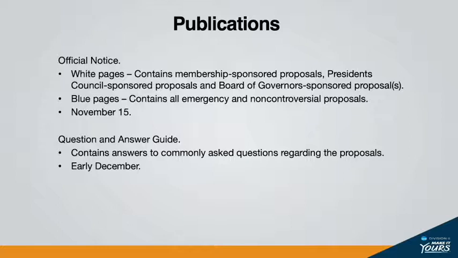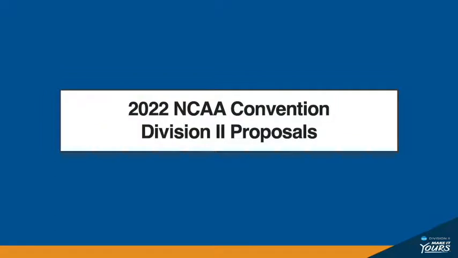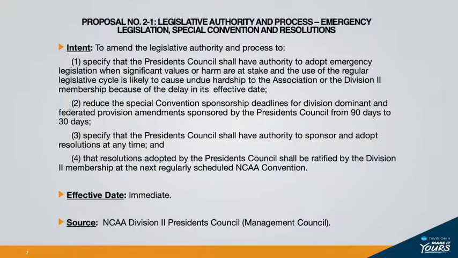Lastly, the question and answer guide is released to the membership via the NCAA website, but is not released in hard copy. This document contains the commonly asked questions regarding the convention proposals. It is released every year in early December. So now that we have done an overview of the publications associated with convention, let's dive right into the 2022 convention proposals. Proposal 2-1 will amend the legislative authority and process in a few ways.